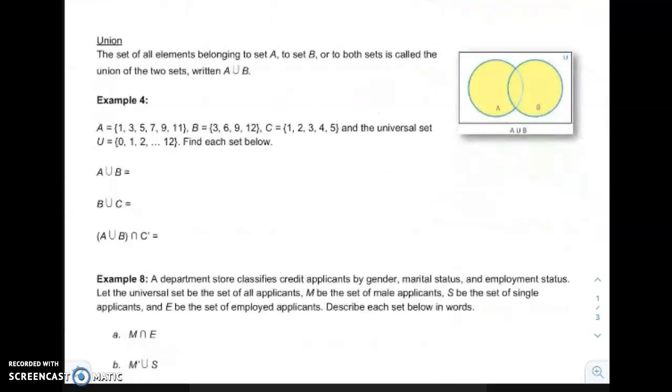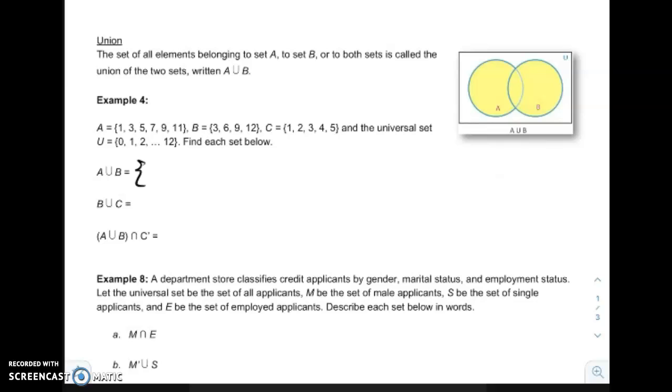All right, union. The set of all elements belonging to set A, to set B, or both sets, is called the union of the two sets, written as A union B. So this would be if it's in A or it's in B. As long as it's in A or in B, then it belongs to the union. So if you're looking at a Venn diagram, you're highlighting the entire circle A and the entire circle B, and whatever they share. So it's just a collection of everything.